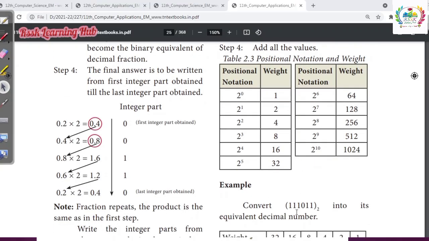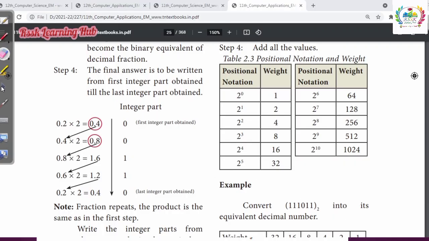Now take down this example. This one you are going to convert: 111011 to the base 2 into its equivalent decimal number. So what do we have to represent? You have to write the positional notation along with the weightage of it. Writing positional notation from left to right, the first one is 2 power 0. Next, for 1, 2 power 1. Next, for 0, 2 power 2. Like that it will go on.